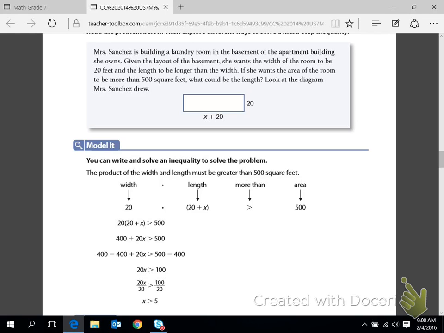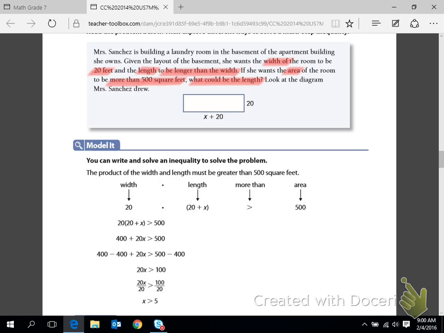We want to look at the diagram that Mrs. Sanchez drew. Now that we've read the problem, we need to go back and circle, highlight, or underline anything important. And what's important in this problem is that she wants the width of the room to be 20 feet and the length to be longer than the width, and she wants the area to be more than 500 square feet. So overall, we're looking for what could be the length.